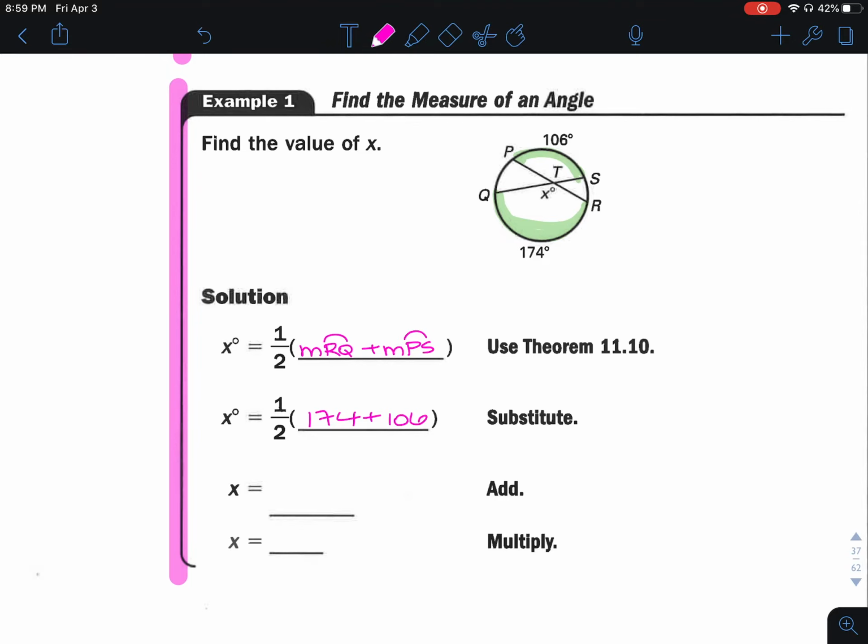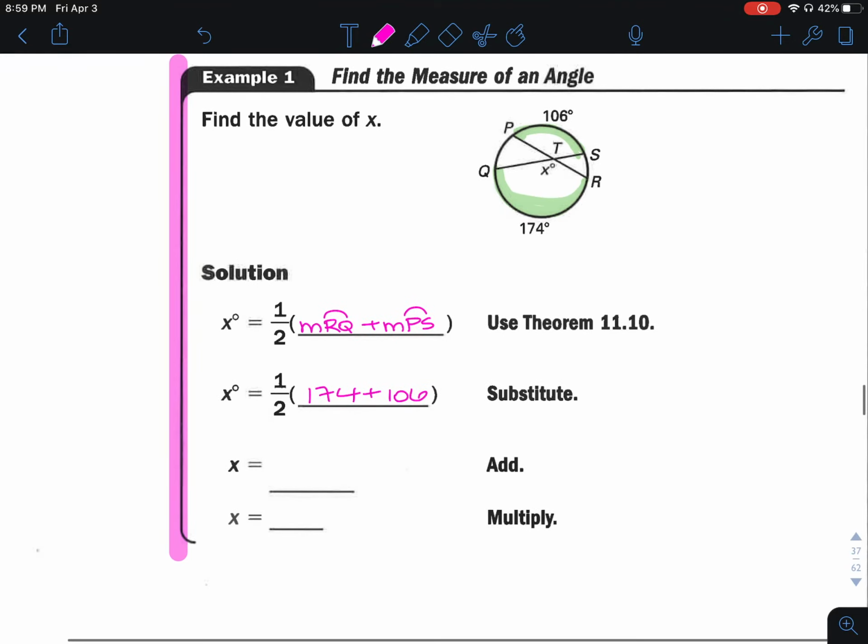I can add those two together. I still have my 1/2, I didn't touch that yet. But when I add what's inside my parentheses, the 174 and the 106, I should get 280. 1/2 times 280, or 280 divided by 2, is 140. And x equals 140.